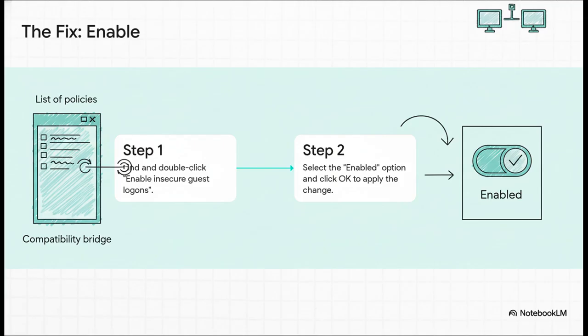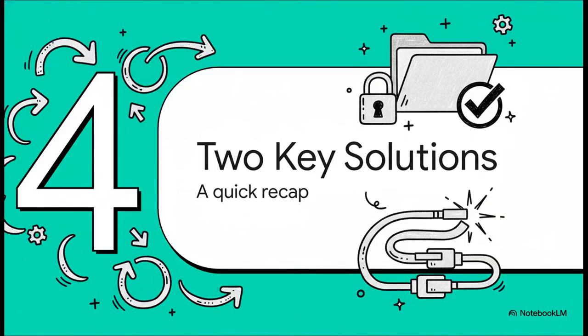And here we are, the final step. In the main window, you'll see a whole list of policies. Just find the one called Enable Insecure Guest Logons. Double-click it, select the little Enabled radio button, click OK, and that is it. You've just built that compatibility bridge, and your new PC should now be able to connect to that older one without any issues.